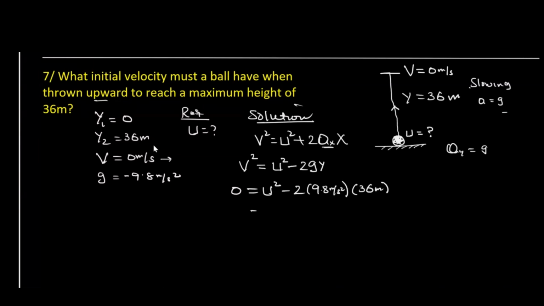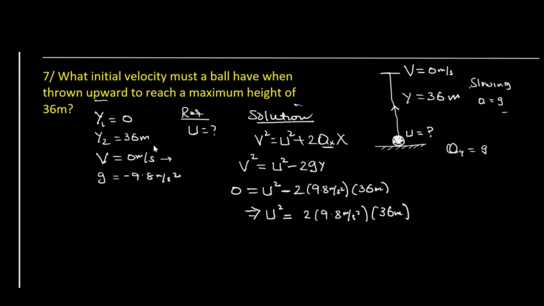Let me go one more step. You can do it differently if you want to. What is this number? 2 times 9.8 times 36. I can just move the whole thing to the right, or to the left, it doesn't matter. So u squared is equal to 2 times 9.8 meters per second squared times 36 meters. Because this is negative and I'm looking for u squared, I can move the whole negative to the other side.